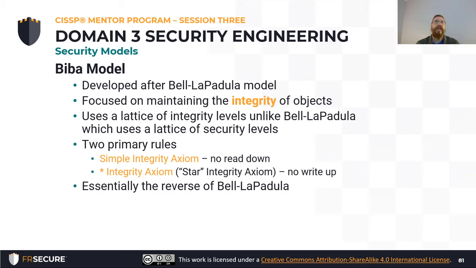Okay, Biba came after Bell-LaPadula. It's the opposite of Bell-LaPadula. So Biba, integrity. Remember, I is for Biba, integrity. So using the lattice of integrity levels, single integrity, no read down. So I can't read anything below my level, and the star is no write up. I can't write above what I can see, what I can read. So just remember, Biba is integrity, and it's the opposite of Bell-LaPadula.